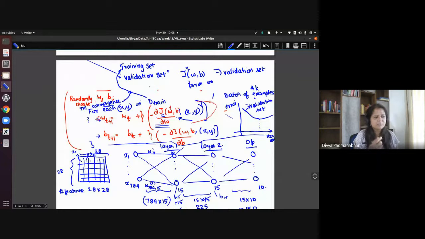This is something I thought I should mention to you, that there are these two notions of training set and validation set. It's also called a held out set. If you see many textbooks or research papers, you will see this kind of terminology. So this is just to introduce you to that. All right.